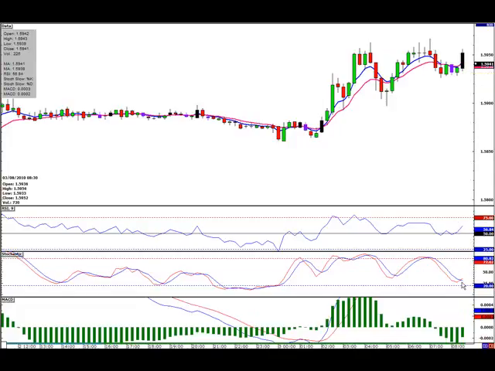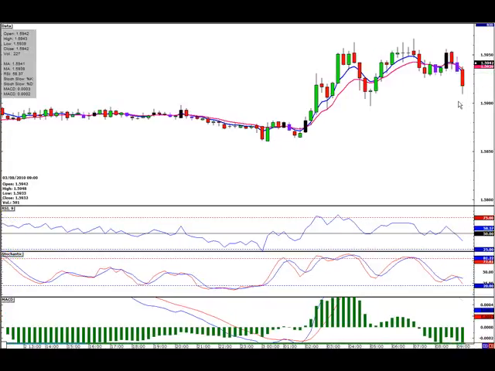RSI is above 50. Stochastics have crossed up, so that's good. And MACD was negative and is gaining value. So this would be a valid entry. However, it is a news candle, so it's against our rules. So no entry here because it is a news candle. So skipping that one and just continuing to look forward.